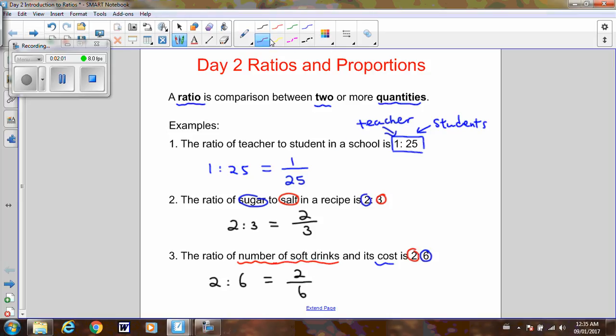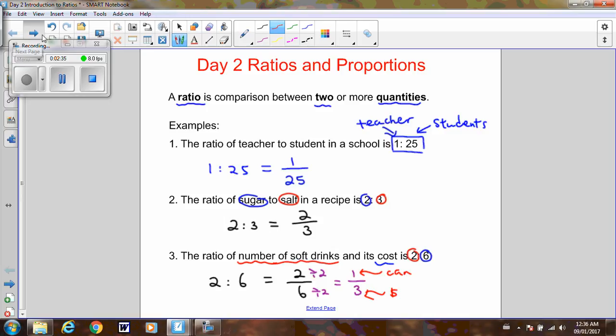But this is an interesting one here because 2 over 6 can be reduced. If you divide the top number by 2 and divide the bottom number by 2, you're going to get 1 over 3. And what this is saying is that for every can of pop that you buy, it will cost you about $3. This fraction, 1 over 3, is called a fraction in lowest terms.